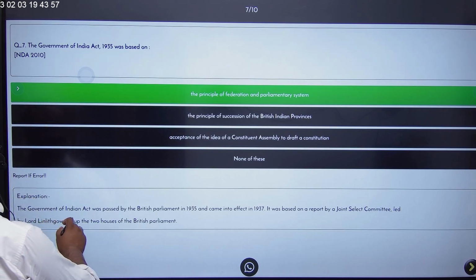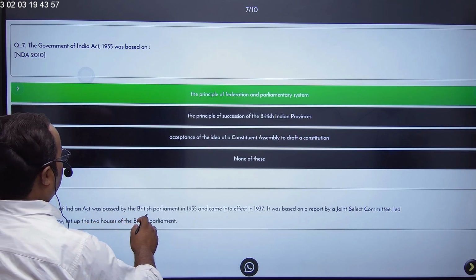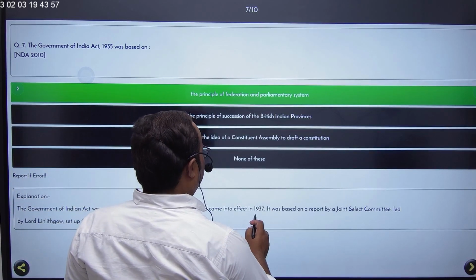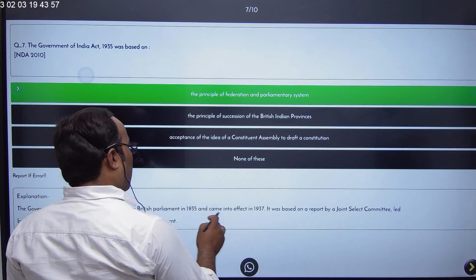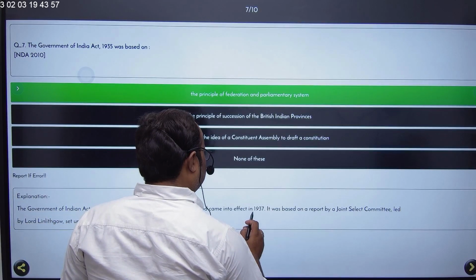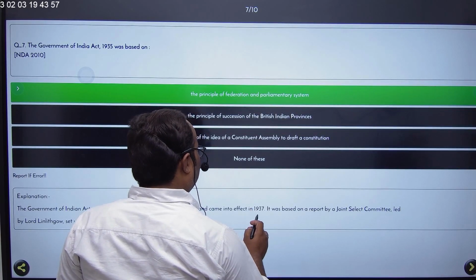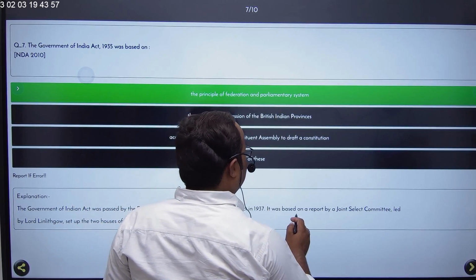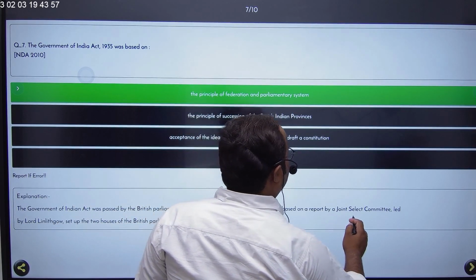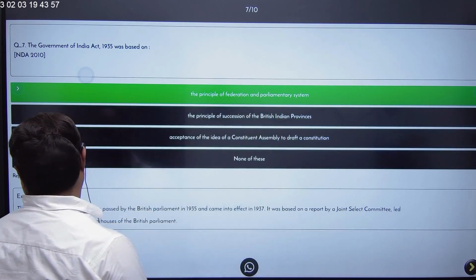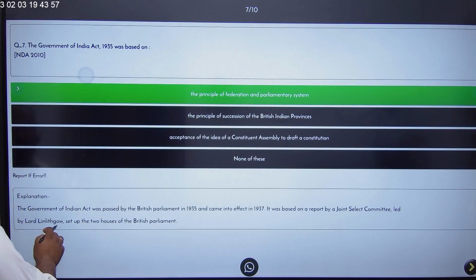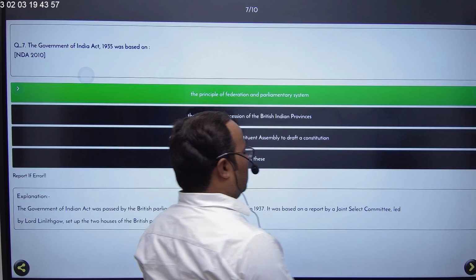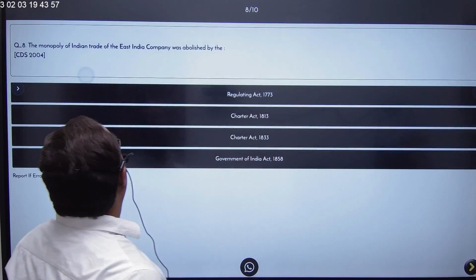The Government of India Act 1935 was passed by the British Parliament in 1935 and came into effect in 1937. It was passed in 1935 and came into effect not in 36, but in 1937. So please pay attention on this. It was based on a report by a joint select committee led by Lord Linlithgow, set up by the two houses of the British Parliament. So the next question is here, and we are going to study the next question.